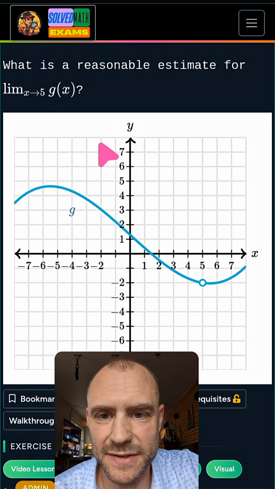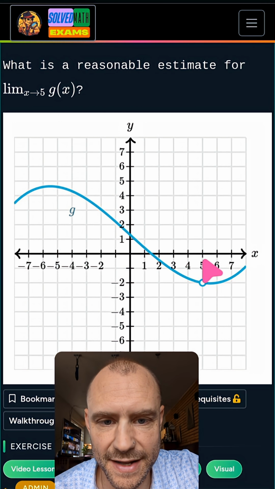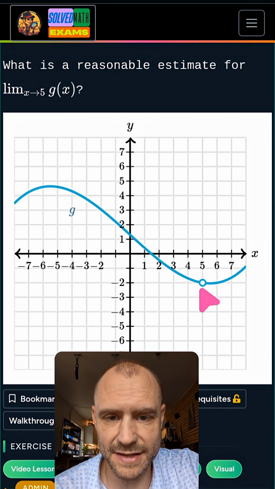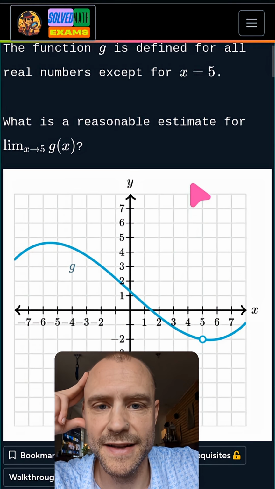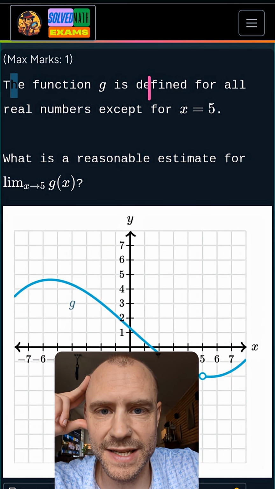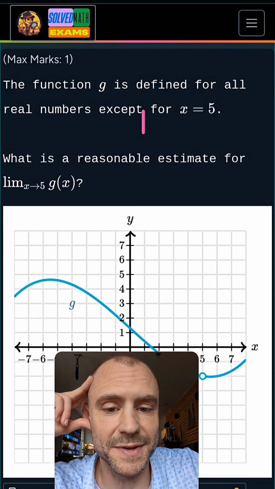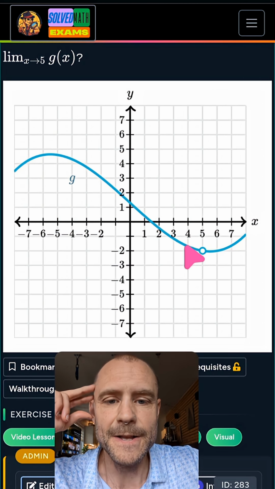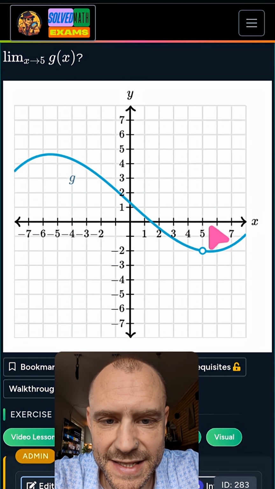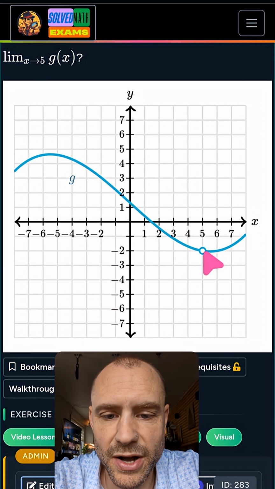So this question, if we look where x approaches 5, here's 5, here's on the x-axis. As we approach 5, we have a bit of a problem. It's that the function is not defined for x equal to 5. There's some more instructions at the top here. The function g is defined for all real numbers except for x equal to 5. So we don't actually have a function value. If you put x equals 5 into the function, there's no output at all.